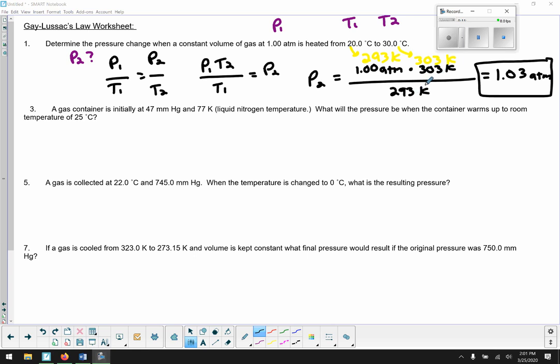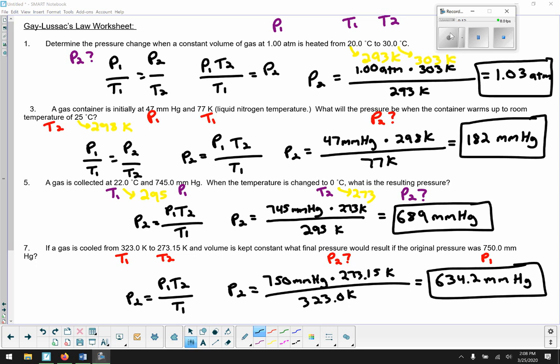So not a very big pressure change there, which makes sense if you think about the ratio 303 to 293. In terms of kelvins, it didn't change a lot, so you wouldn't expect the pressure to change much either. However, if the pressure increases, we would expect the temperature to increase and vice versa. So you heat something, you expect the pressure to increase for a constant volume. And our pressure did, in fact, increase. So it makes sense.